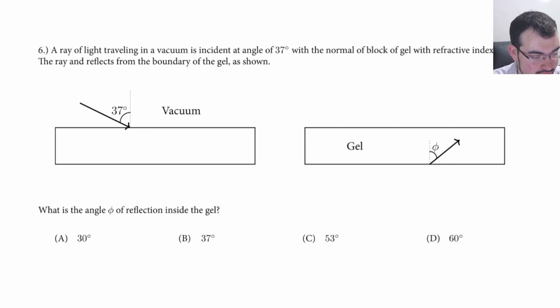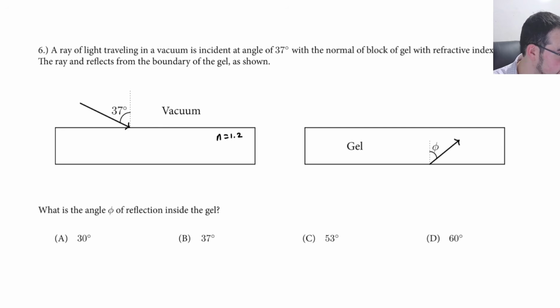A ray of light traveling in a vacuum is incident at 37 degrees with the normal of a gel block. And it says the refractive index is 1.2. We will put that over here. The ray then reflects from the boundary of the gel as shown. What is the angle phi of reflection inside the gel?